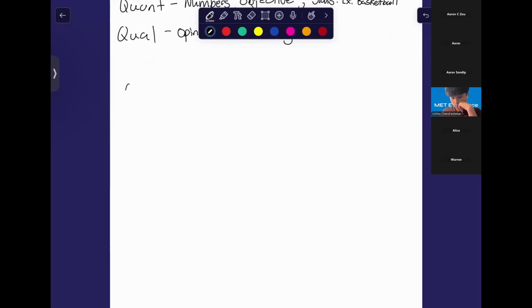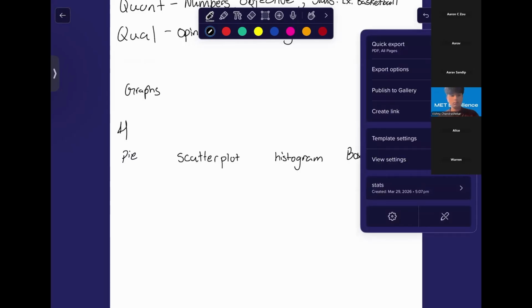You're going to see 4 different graphs. The pie chart, the scatter plot, the histogram, and the box and whisker plot. All right, starting off with pie chart. You guys should be familiar with this.